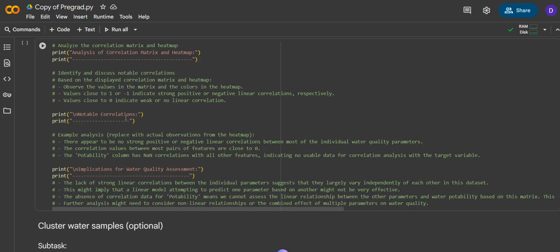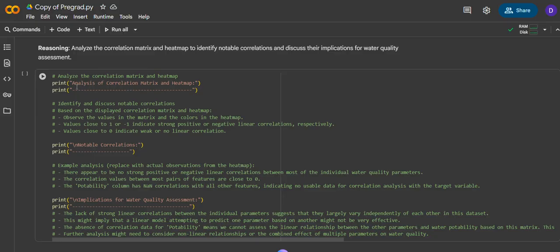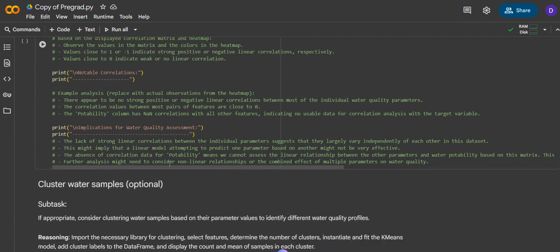Okay, now these are the things which I have analyzed, which you have already read through, I think. The example analysis is replaced with actual observations from the heat map, the heat map which I have shown you already at the top. As the potability column is not present effectively, there is no correlation and the relation is not actually strong, so that we can make a linear relation. Hence, we are not able to make a linear relation.